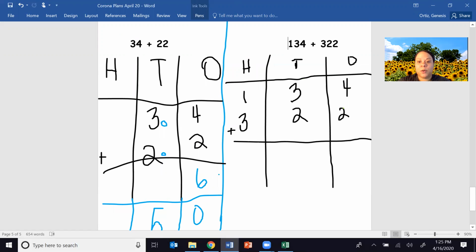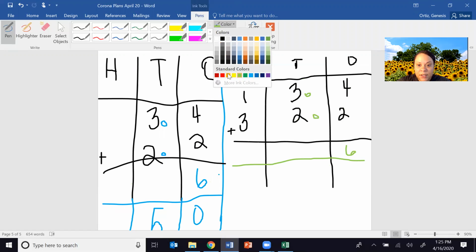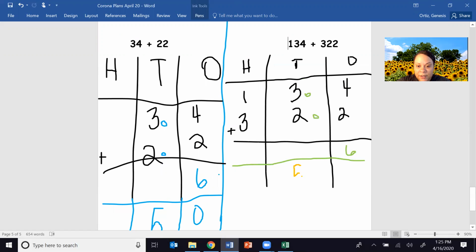Remember, ones. So 4 plus 2 is 6. Oh, I'm already noticing similarities here. Then we have 3 tens, which is the same as 30, and 2 tens, which is the same as 20. And 30 plus 20 is simply what? I'm going to change my colors real quick. It is simply 50.